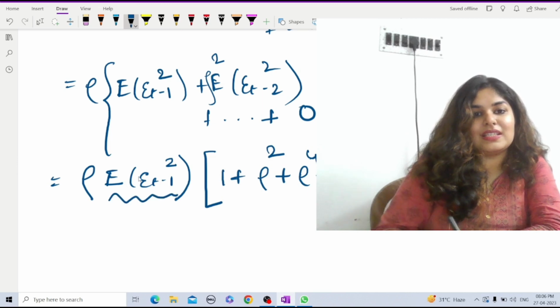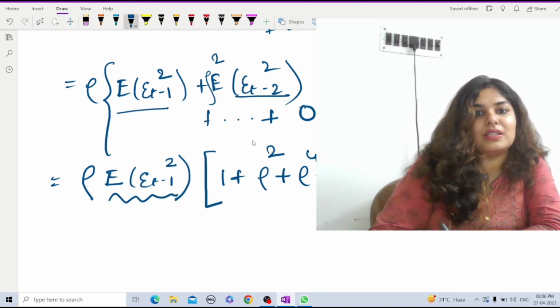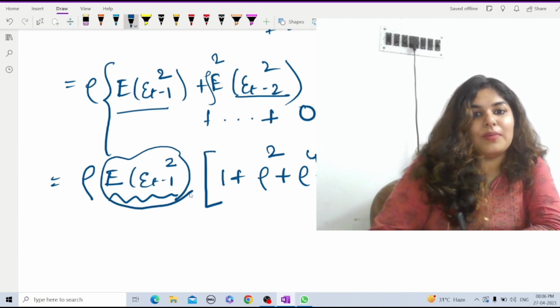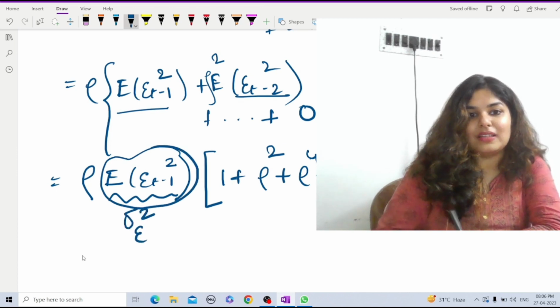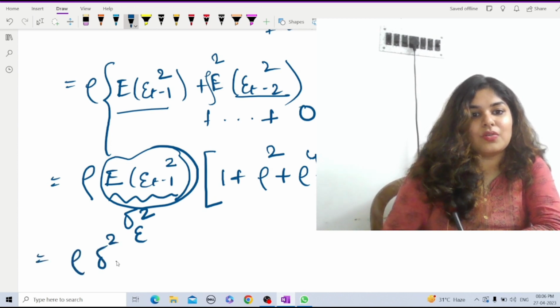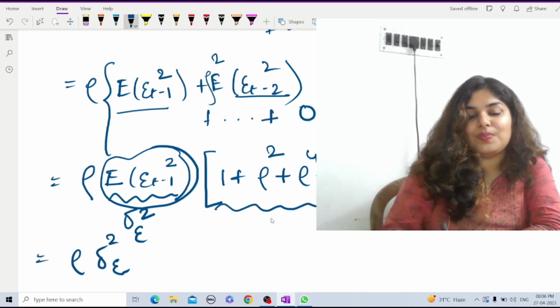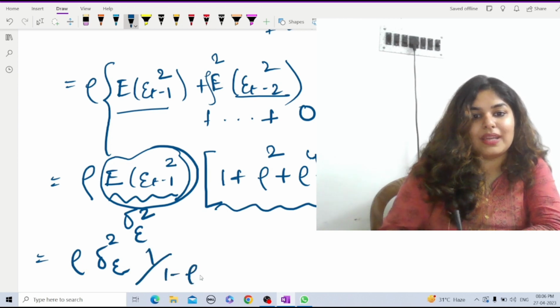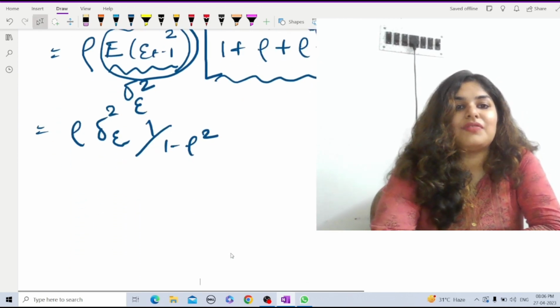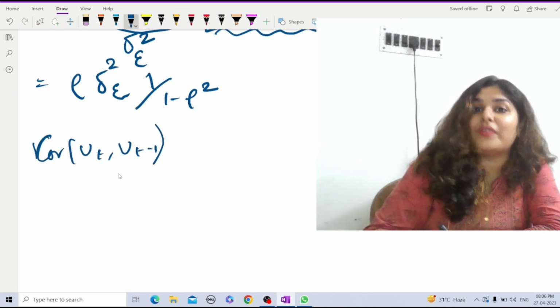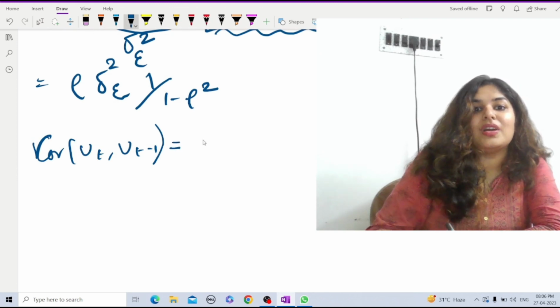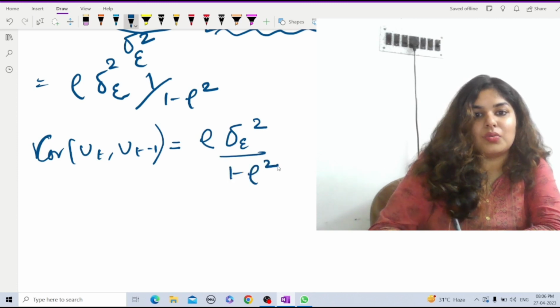Now this is again nothing but, so I've taken the common as 1, this is nothing but our sigma squared of epsilon. So we can write rho into sigma squared of epsilon times, this is the GP series expansion, that is 1 by 1 minus rho squared. So here after calculation what we have finally got is the covariance of ut and ut minus 1 when they are correlated is equal to rho sigma epsilon squared by 1 minus rho squared.